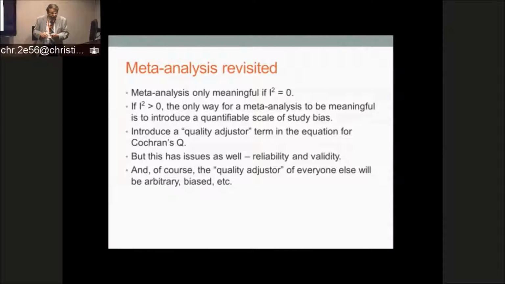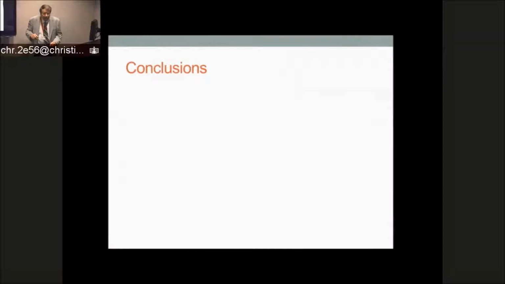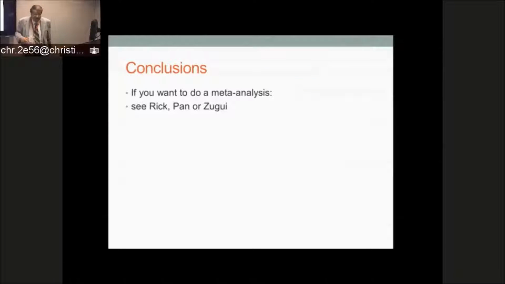But basically, yes, you would have to go through, come up with some scale of bias, quality of the study, and apply that to each study that you include in your meta-analysis. Right? So, the conclusions. So, if you want to do a meta-analysis, and you can see these guys. I'm just kidding.